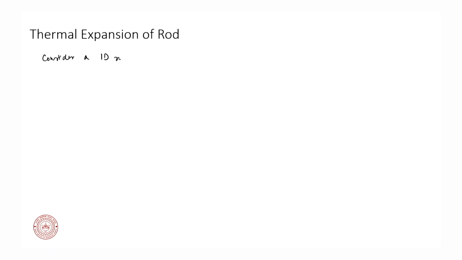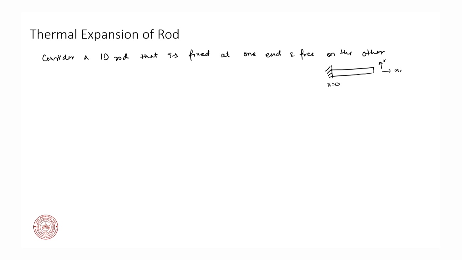a 1D rod that is fixed at one end and free on the other. Alright, so we have a rod that is fixed on one end and that is free on the other end. This is x equals 0. Let us take this direction as x1, this as x2. In this case, it is one dimension, so the variations are only in x1. In that case, u1 is only a function of x1.